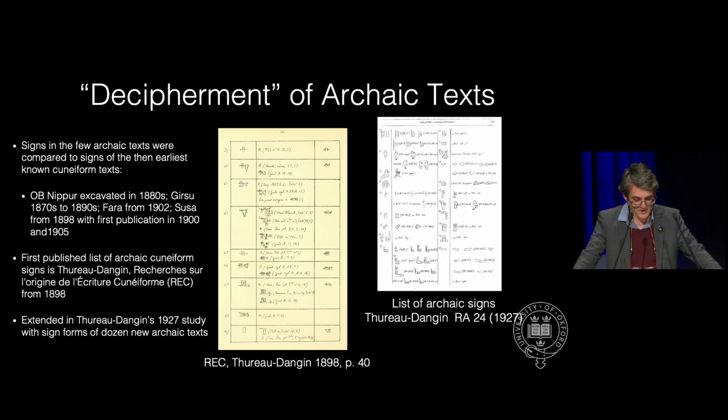The other three major early corpora of Mesopotamian texts, from Farah, Jemdet Nasr, and Uruk, were not yet excavated or published before the 1920s and 30s, and no dedicated list of archaic signs was available before Thureau-Dangin's 1927 study of the growing corpus of archaic texts, by then counting 30 texts.